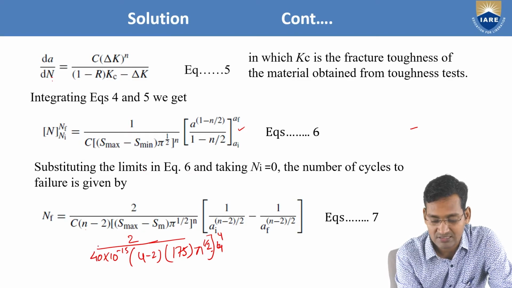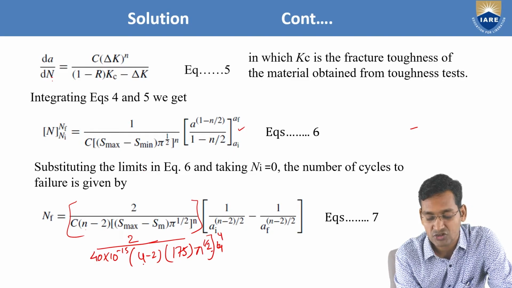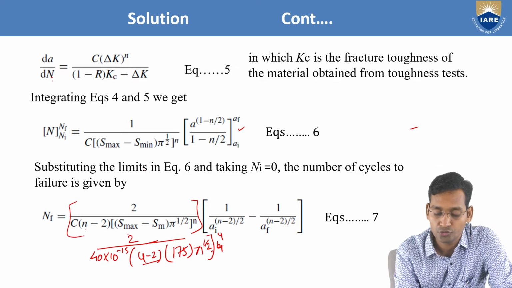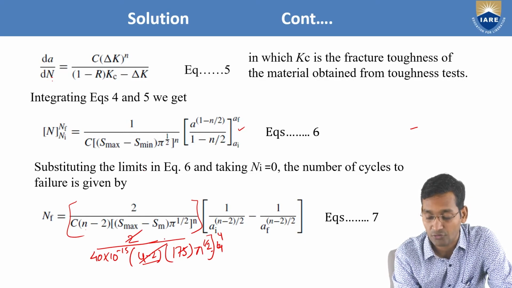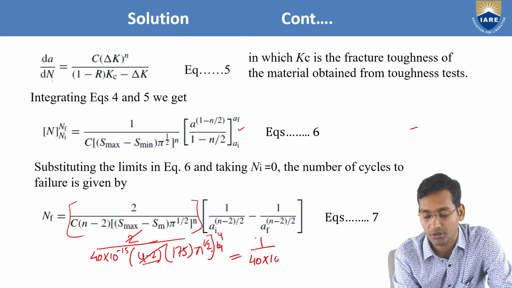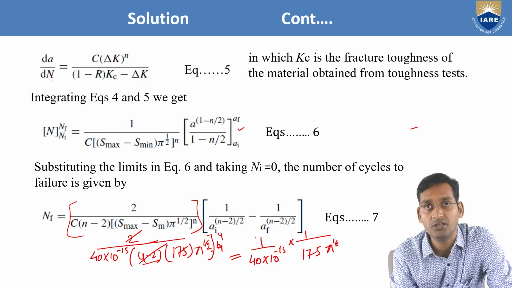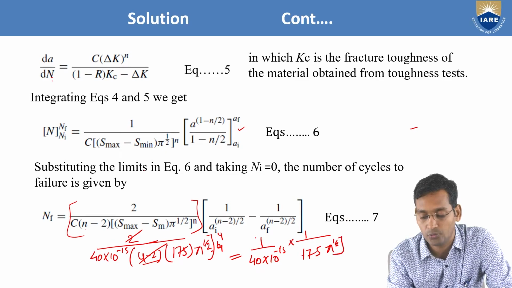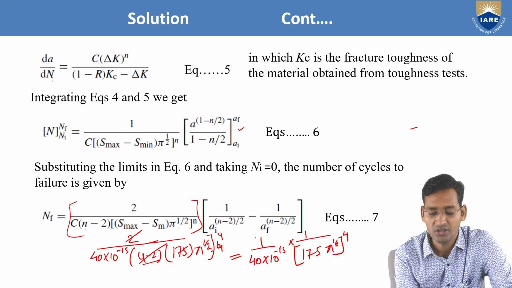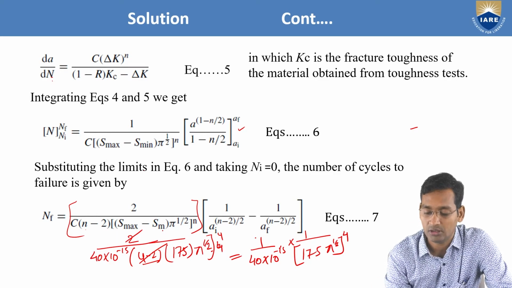so this is the whole power 4, not into 4, and by 2. After simplifying, first let's simplify this part. This 4 minus 2 will be equal to 2, so this 2 we can cancel. Now what we have is 1 by 40 into 10 to the power minus 15, into 1 by 175 pi power 1 by 2, and this whole power 4. Okay, so the first part is solved. Now come to the second part.